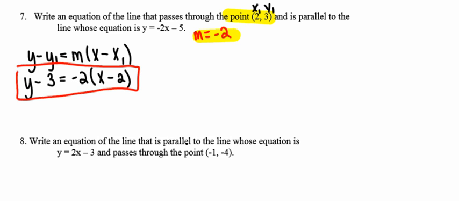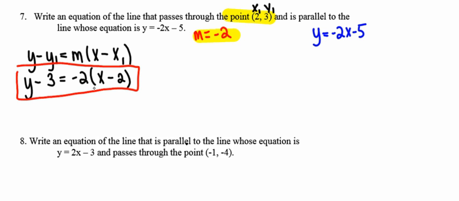And somebody's going to say, but Mrs. McCann, that equation has x's and y's in it. Well, if I look at that one that I was given, y equals negative 2x minus 5, this guy has an x in it. He has a y in it. They're supposed to have an x and a y in it when you're done.